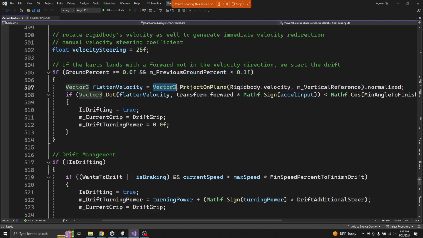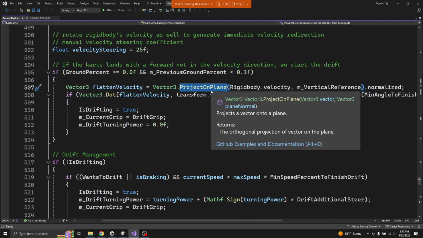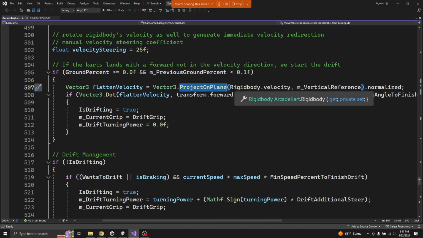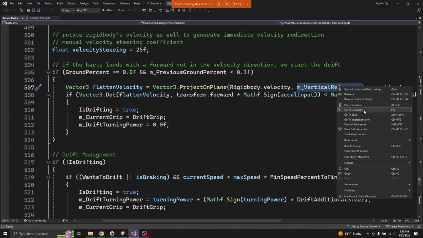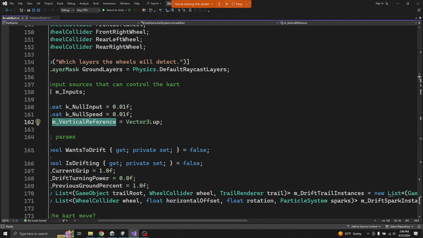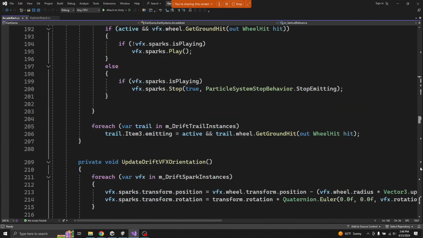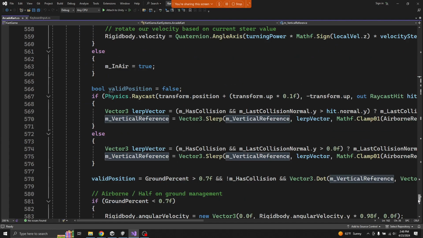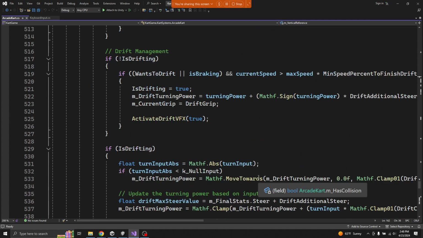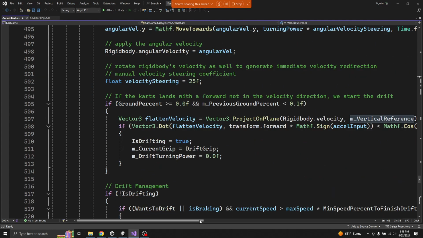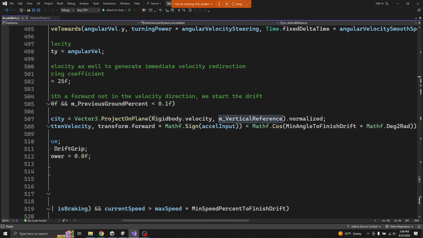So Vector3.ProjectOnPlane, which we've covered before. Take our velocity of our rigid body, and then what's the plane? Our vertical reference. Okay, I guess that's just y up. Let's take a look. Yeah, Vector3.up. So they just have a constant for it, sure. 504. So basically project onto the y plane.